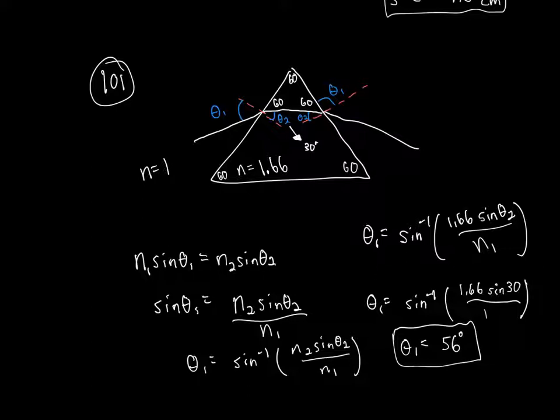How many degrees in a triangle? 180. So each of those would have to be 50.